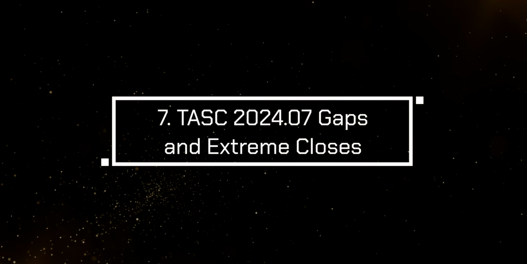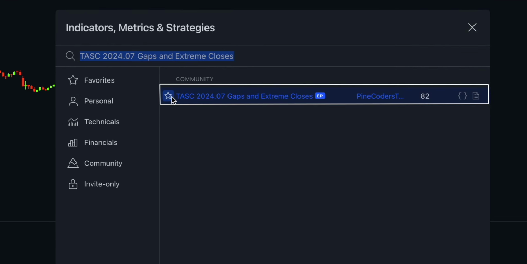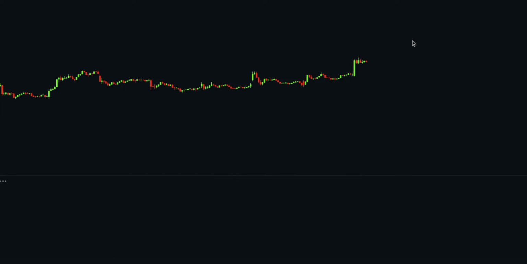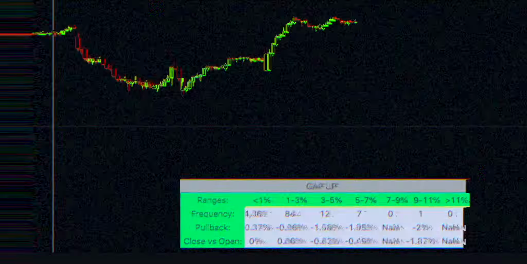On the 7th place, we have an amazing indicator that won an Editor's Pick Award. Only a few traders know about this tool, and even fewer know how to use it properly. It's called 2024.07 Gaps and Extreme Closes by Pinecoder's Task. This indicator is specifically designed for trading stocks.